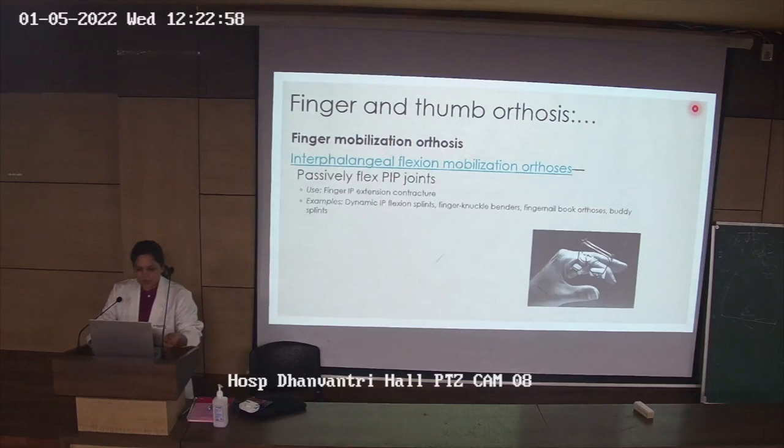Then the interphalangeal flexion immobilization orthosis. It passively flexes the PIP joint. It is used for finger interphalangeal extension contracture. Examples: dynamic interphalangeal flexion splints, finger knuckle bender splint, or fingernail hook orthosis or buddy splint. It is used in the claw hand deformity.